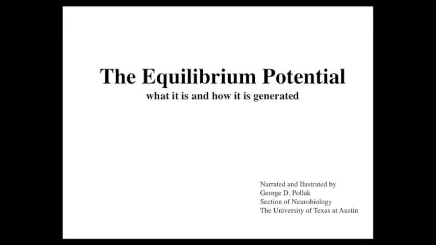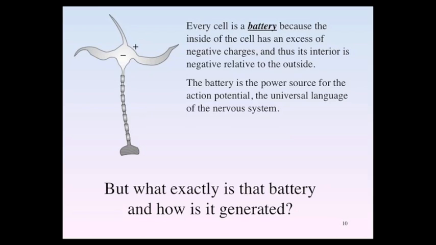Today I'm going to tell you about the equilibrium potential. I'm going to tell you what it is and how it is generated. Every cell is a battery because the inside of the cell has an excess of negative charges and thus its interior is negative relative to the outside. The battery is the power source for the action potential, and the action potential is the universal language of all nervous systems. But what exactly is the battery and how is it generated?